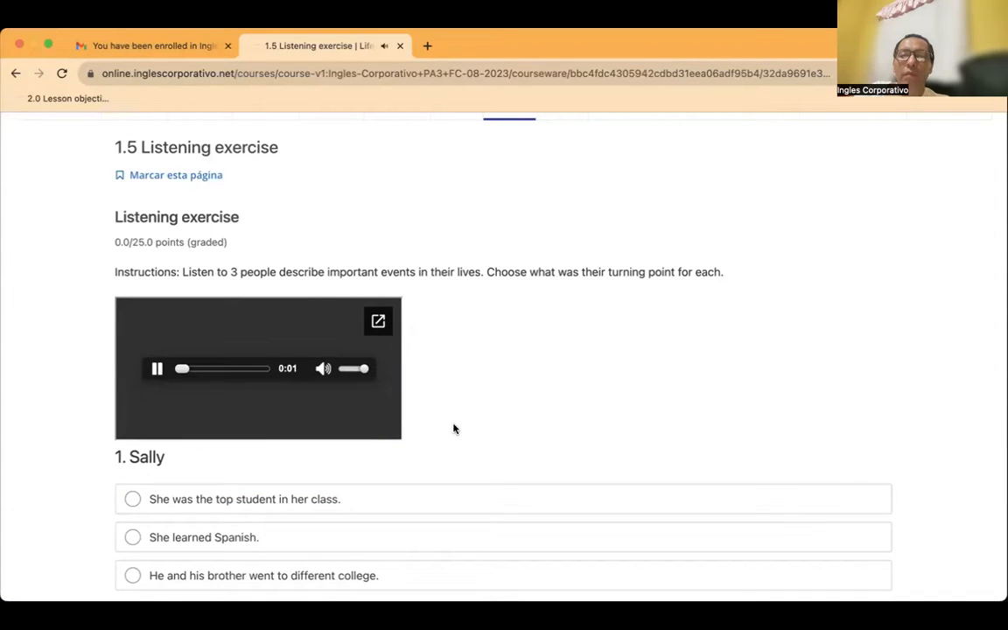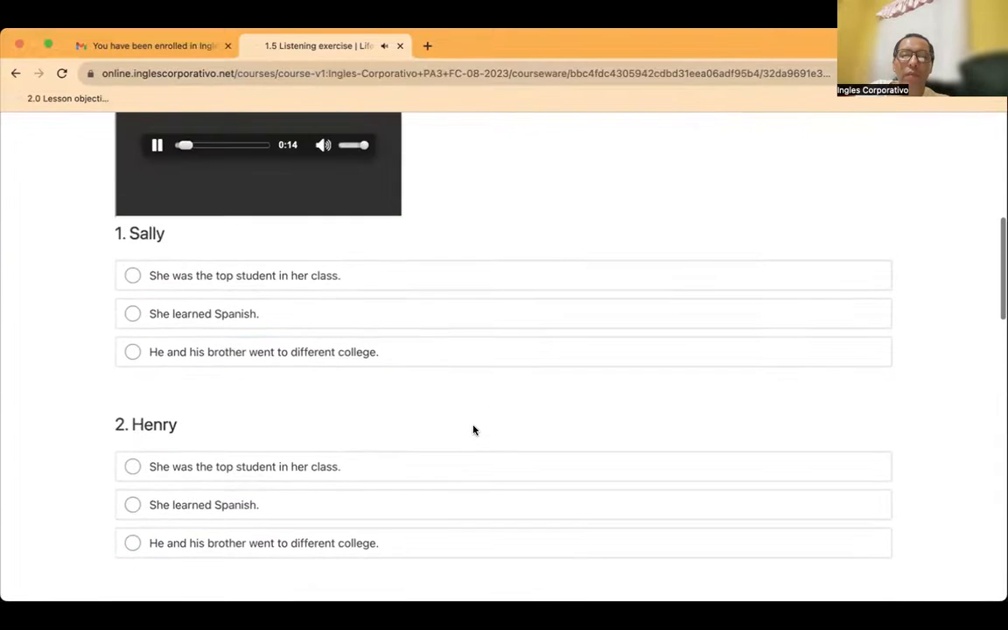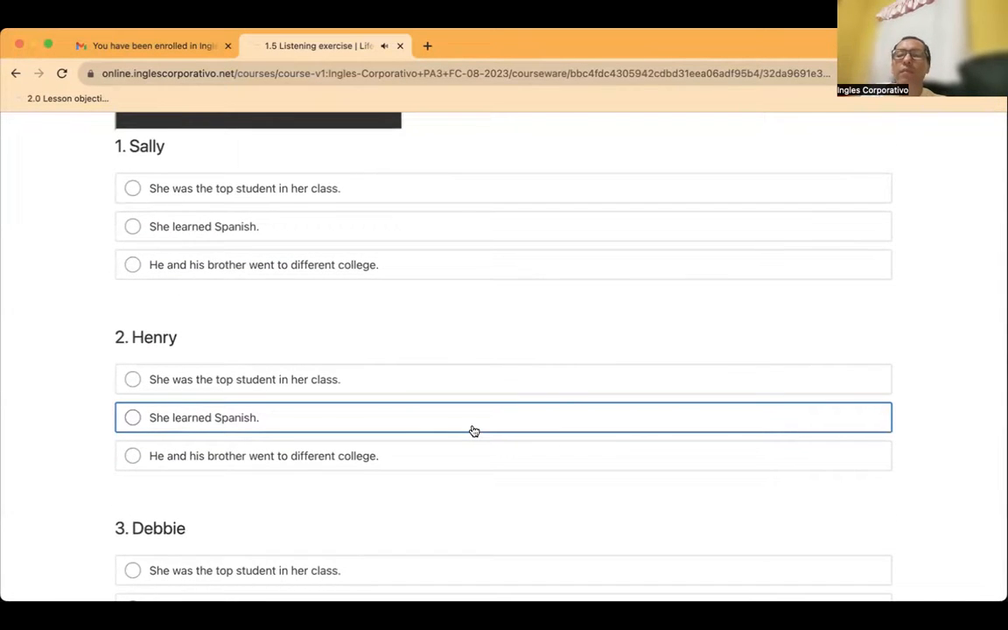Page 74. Exercise 4. Listening. Important events. Part A. Listen to three people describe important events in their lives. Complete the chart. 1. Sally.